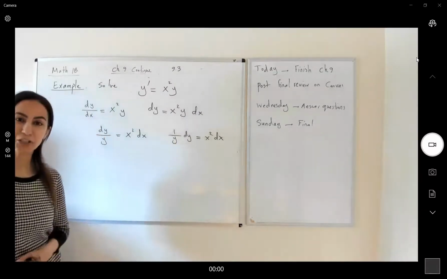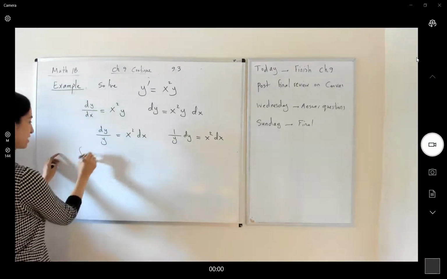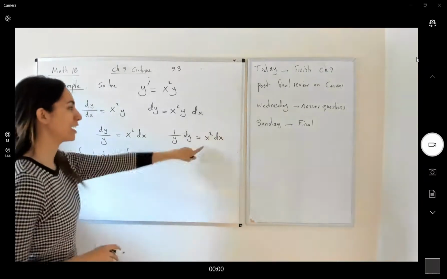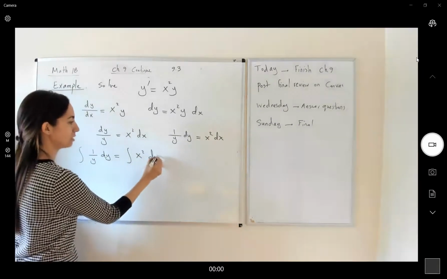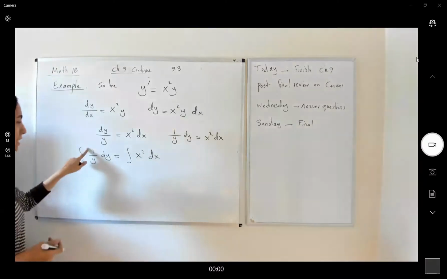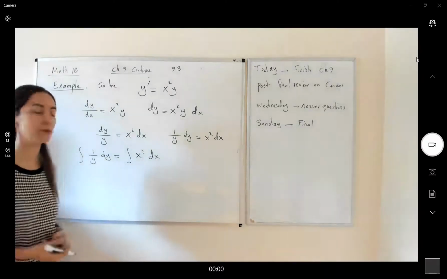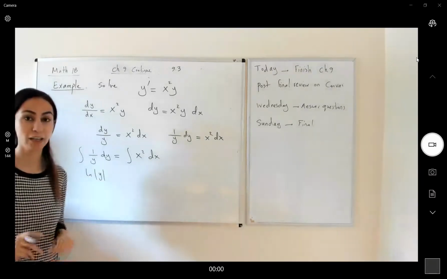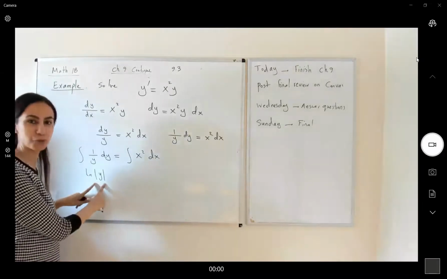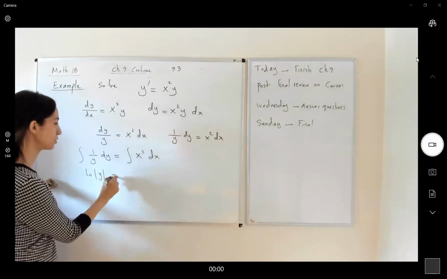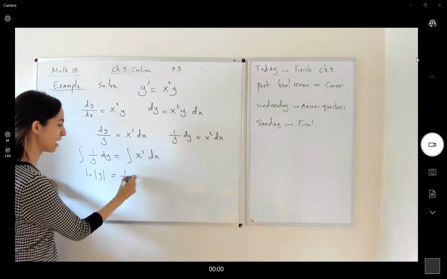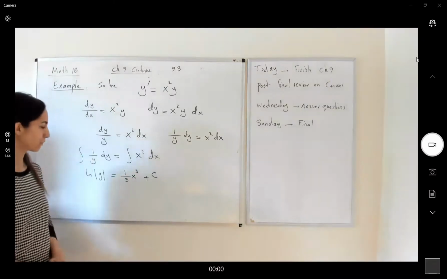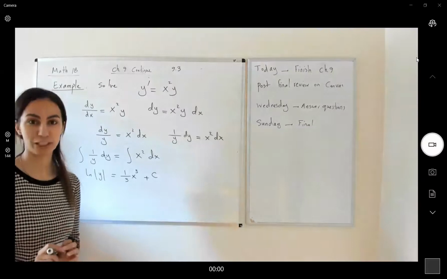Now, we take the integral of both sides and start solving. The integral of 1 over y dy equals the integral of x squared dx. The integral of 1 over y dy, we all know that it's ln of the absolute value of y. Guys, make sure you have your absolute value. Equals x squared, the third, x cubed over 3, plus constant of integration. So we're done with the calculus part.